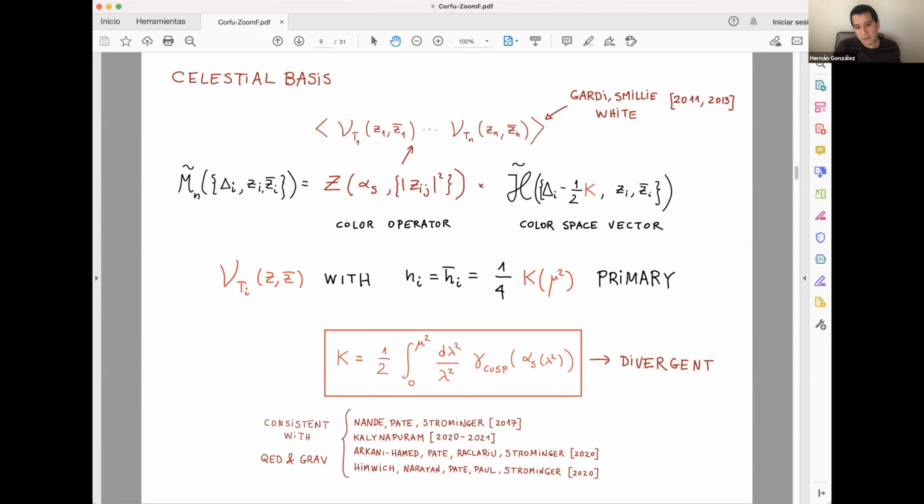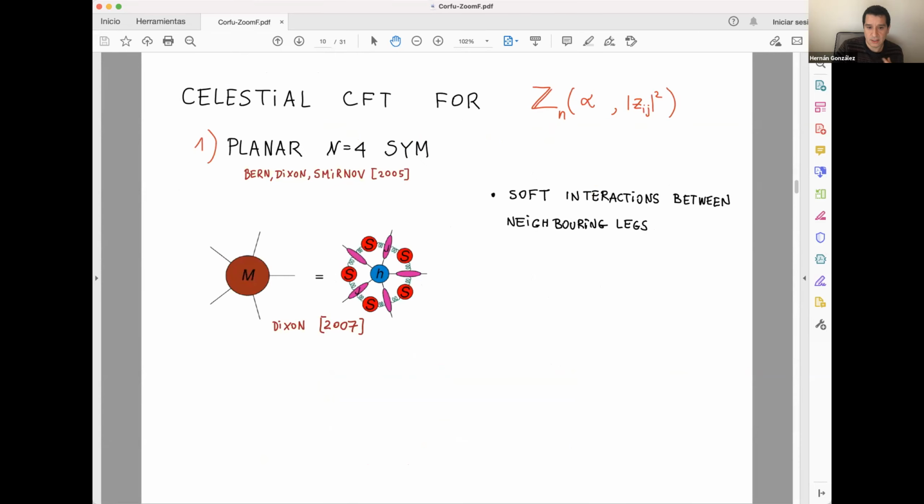So let me show you some simple cases, and then I will discuss what happens in the more general case. The simplest case in this construction: if I would like to understand what is this celestial CFT that controls these degrees of freedom in the divergent piece, I can just consider first the planar N=4 super Yang-Mills, where the soft interactions only happen between neighboring external legs.